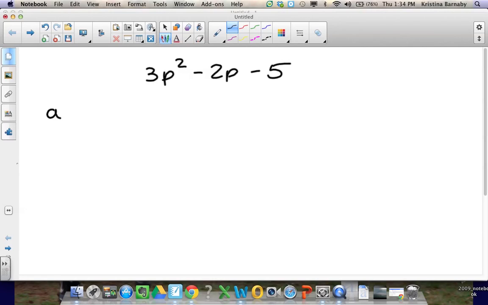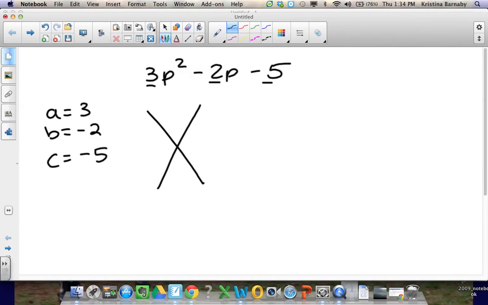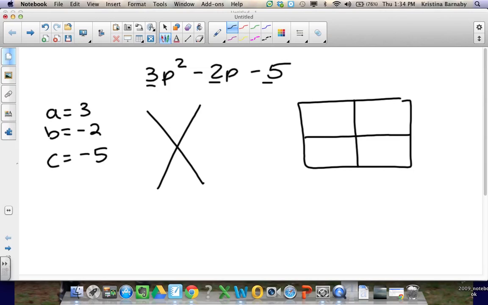First, I'd like you to identify your a, b, and c values. A is 3, b is -2, and c is -5. There's our x, and there's our box. In our box, we're always going to put this first term up here, and then -5 goes down there, and we have our two p's ready.